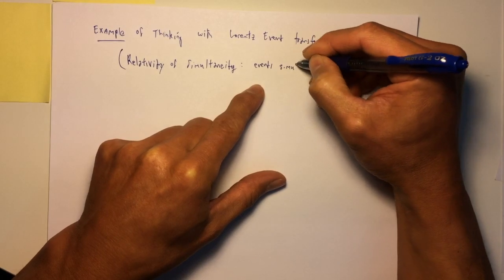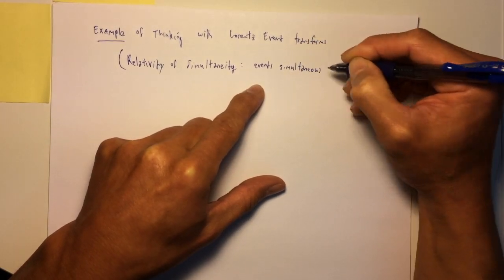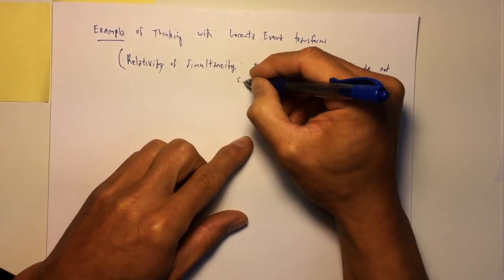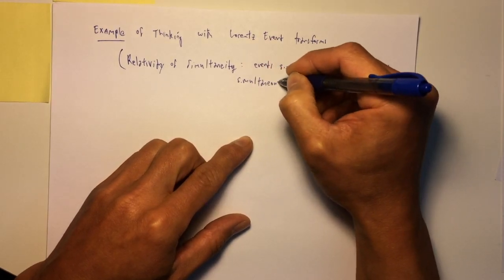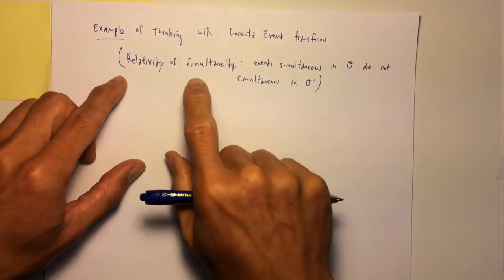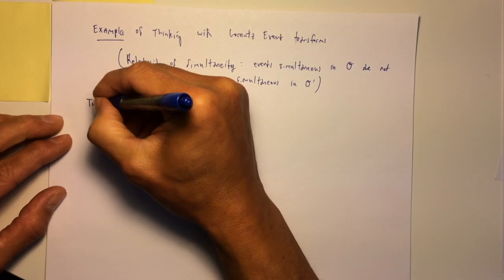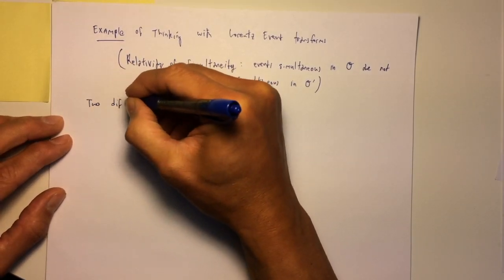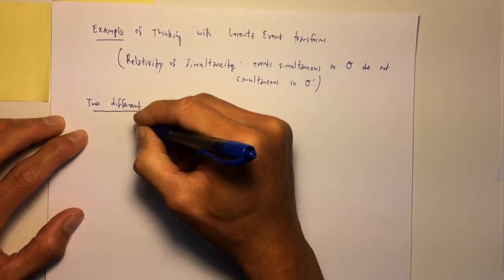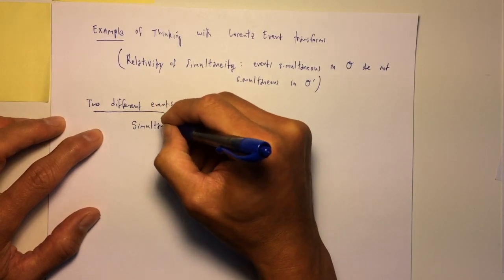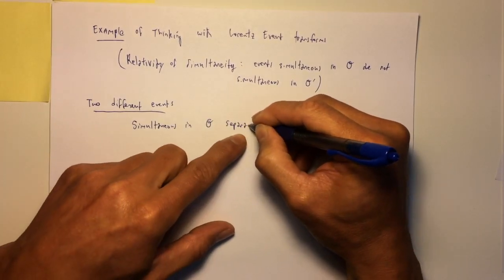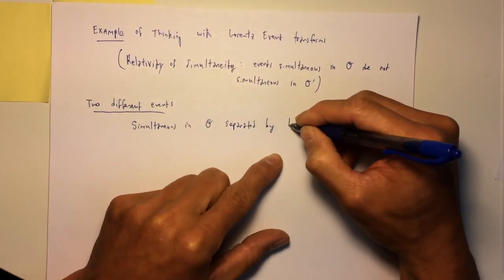Events simultaneous in O are not simultaneous in O prime. Okay, so in this case, we must think about two different events. Okay, and I'm going to write that they are simultaneous in O, and I'm going to put that they are separated by a distance.